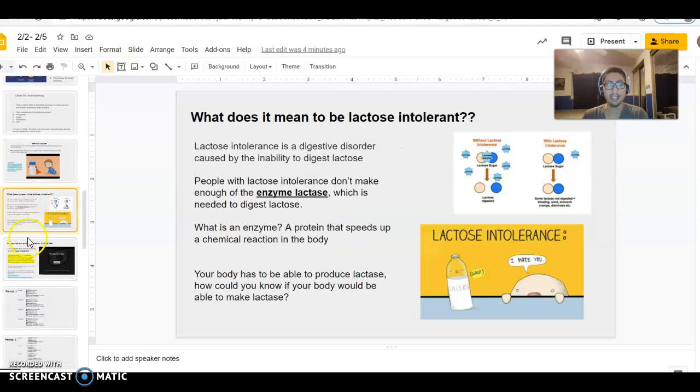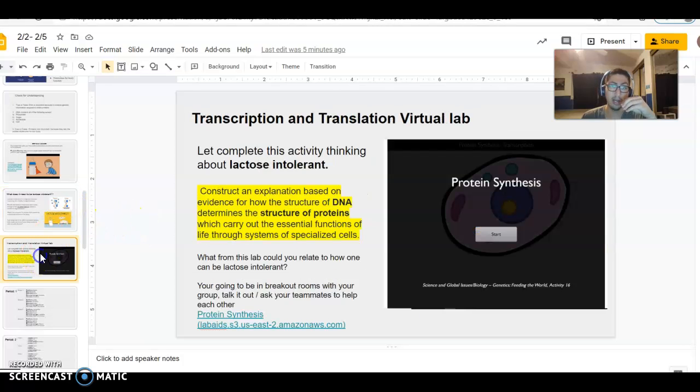Remember that where we last left off was talking about lactose intolerance, and we're talking about people not being able to make the enzyme lactase, right? So they can't break down lactose. And we were moving you guys into this virtual lab. And in the virtual lab, there was a worksheet to be filled out that we gave you that you'll finish after the lab.